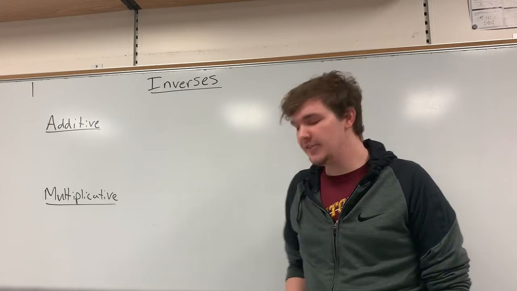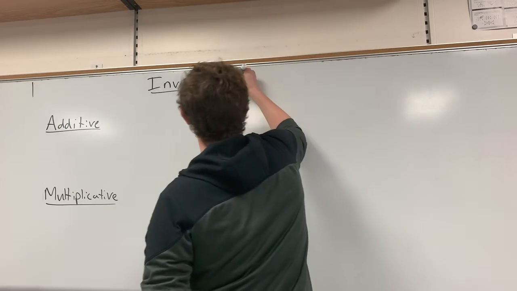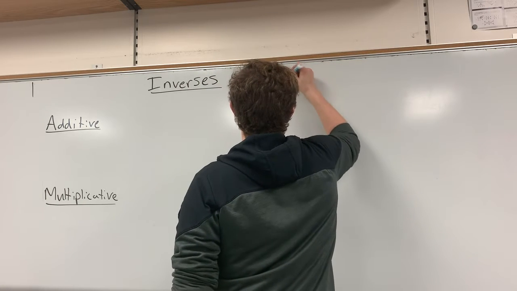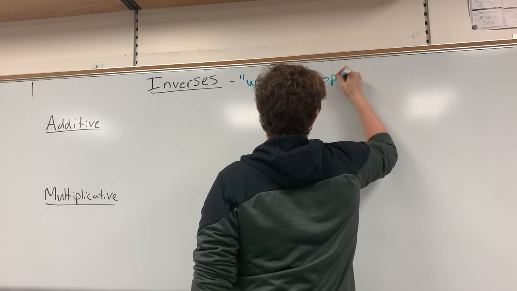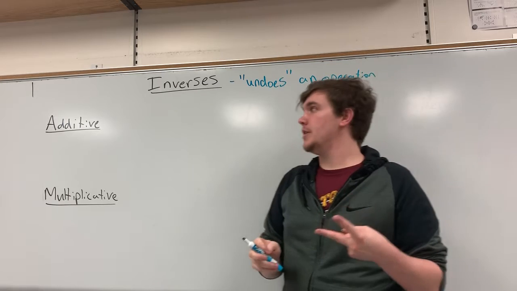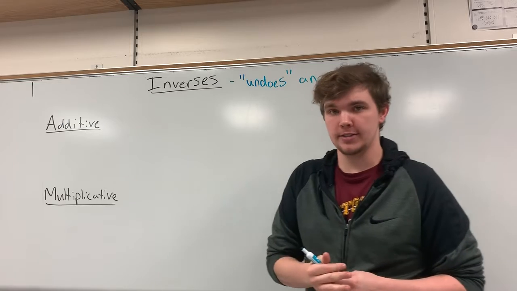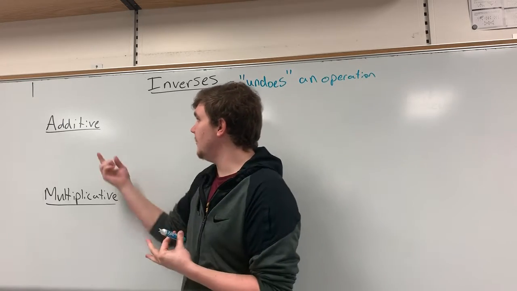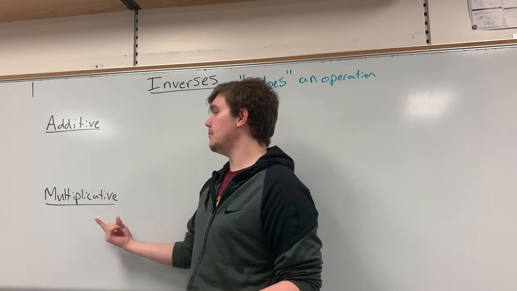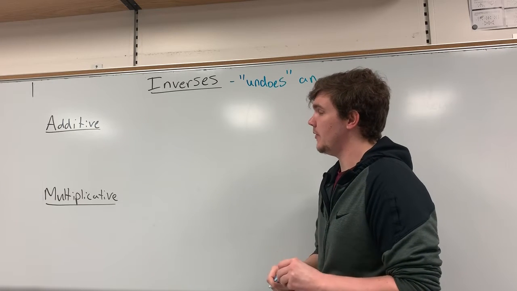Okay, so remember an inverse is something that essentially undoes something, right? So it undoes another operation. And so we really talked about two different types of inverses. We had the additive inverse and we had the multiplicative inverse, right? So we can think that the additive inverse relates to addition and subtraction, whereas the multiplicative inverse relates to multiplication and division, of course, okay?